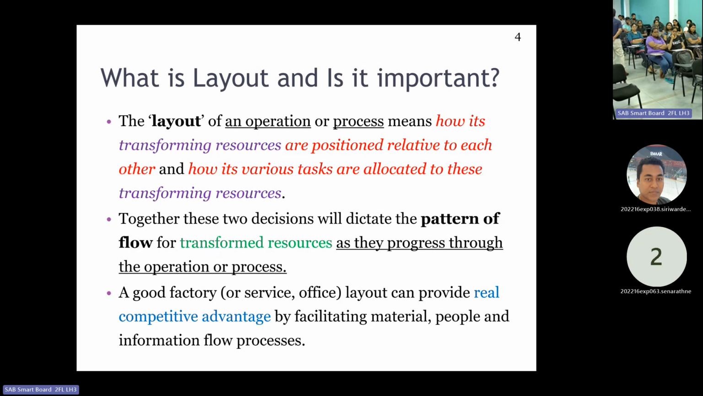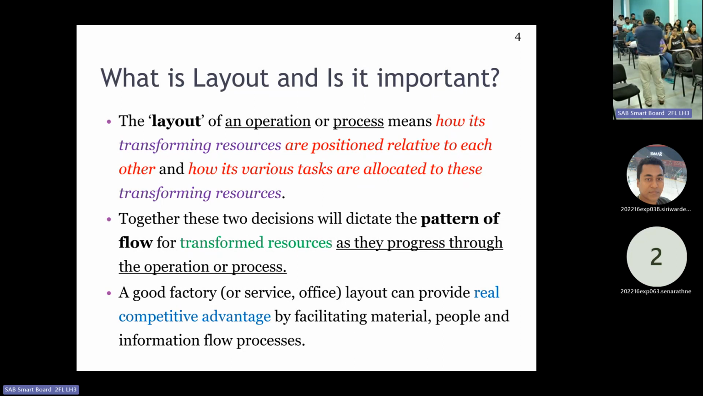Transforming inputs and transformed inputs. Layout is all about where to place transforming resources. So you remember, transforming resources, those are the machines, equipment, and then staff. We have to place them inside the factory so that we can determine how the transformed resources are moved through the facility: customers, products, or information. How they move through the facility, their flow may be determined based on the facility layout.